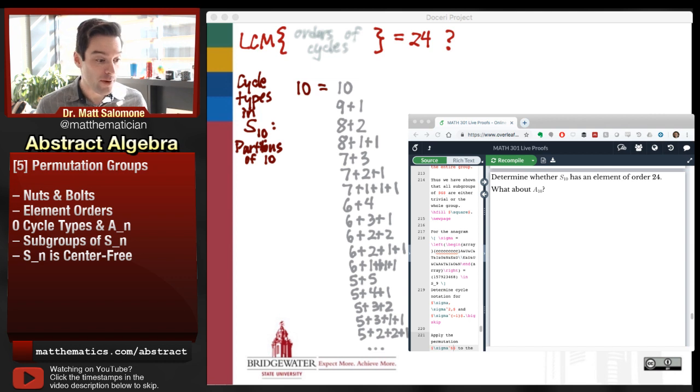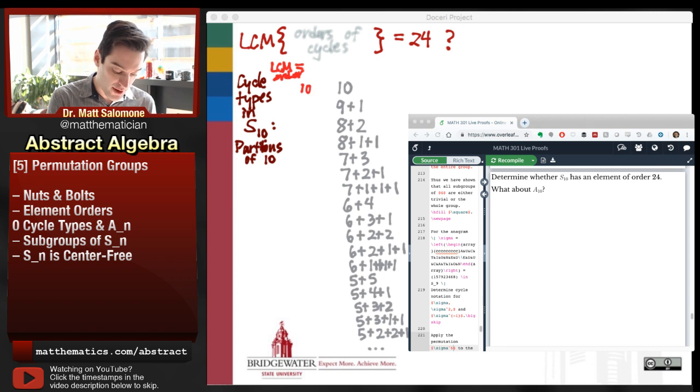But we only care about whether one of them is going to give me 24 as the least common multiple. So let's start to look at what the LCMs would be on this list, because the LCM is going to tell me the order of a permutation that has that cycle type. So the least common multiple of 10 with nothing else is just going to be 10. The least common multiple of 9 and 1 is 9. Of 8 and 2 is 8. So an element with this cycle type is going to have order 8. Same thing with an element of the cycle type 8, 1, 1.